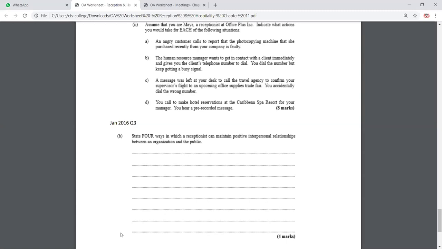And another nice one is you also have to be well informed about the organization. So you have to know the goals of the organization, what products it might be offering, and so on. Be neat and always be properly attired. We already gave that answer.